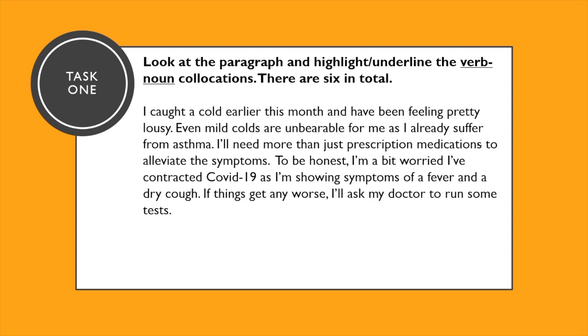Now it's time to practice identifying collocation combinations in more detail. So for this task, look at the paragraph and highlight or underline the verb noun collocations. So you are looking for 6 in total. Press pause and then play when you're ready to continue.